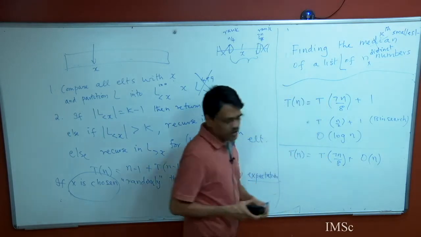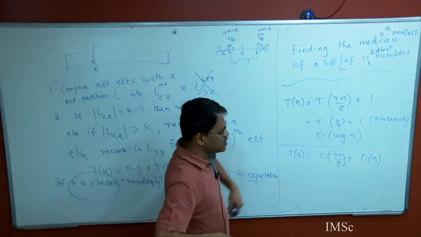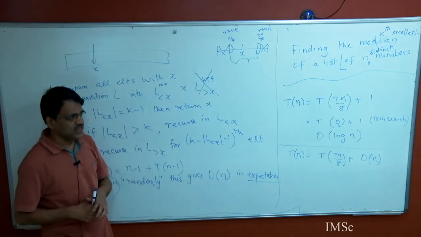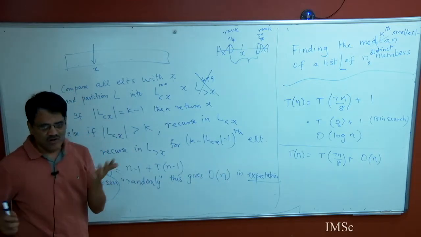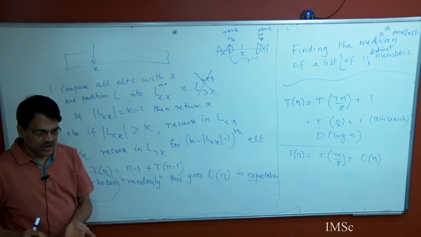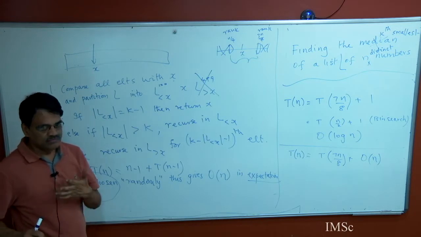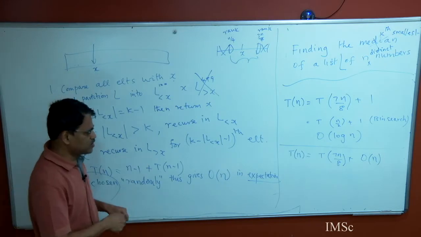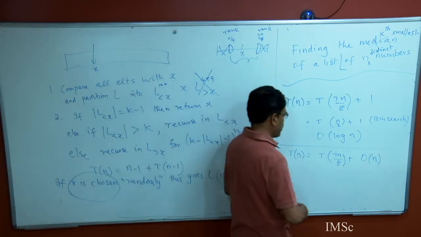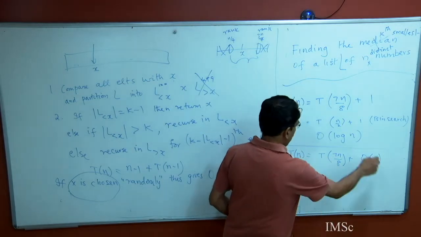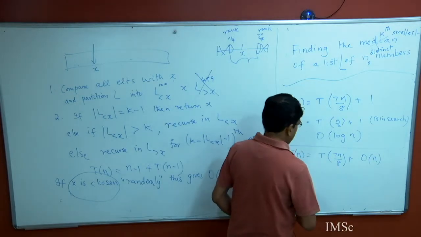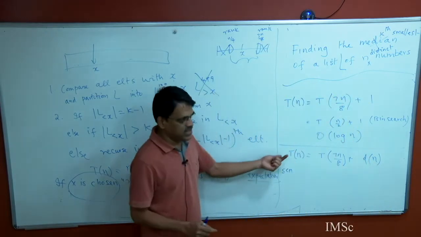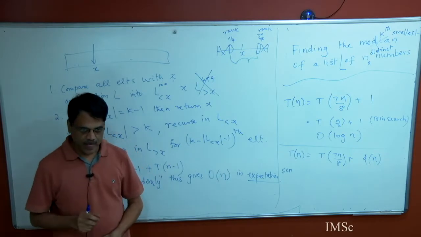First of all, we expanded it and showed it's linear time, but how do I prove that this is linear time? I told you another way to prove it. By induction, exactly. By induction, I can show that this is order n. Let's try and show it. I want to show that T of n is at most Cn for some constant C, where the work at each step is some Dn.